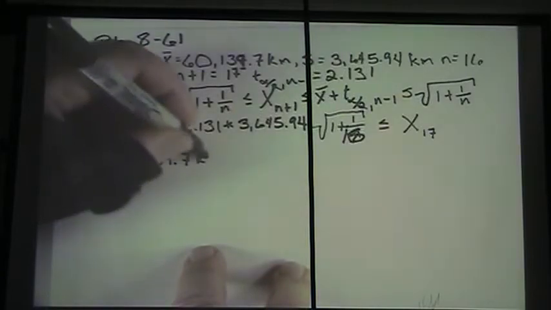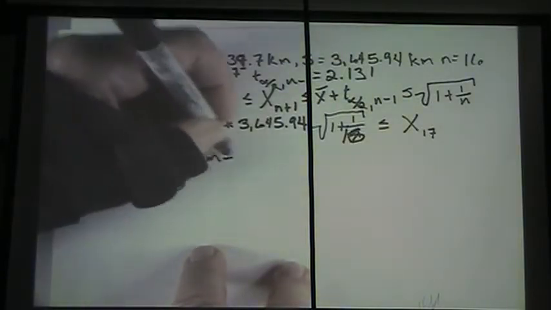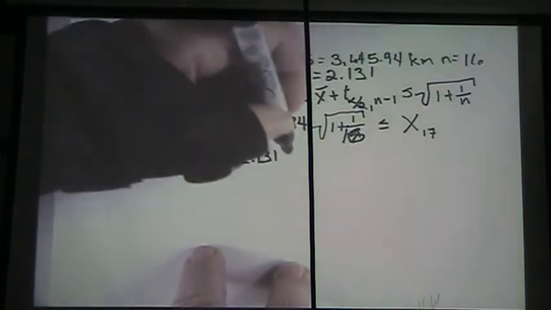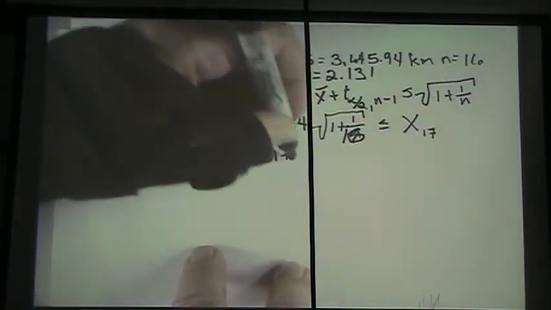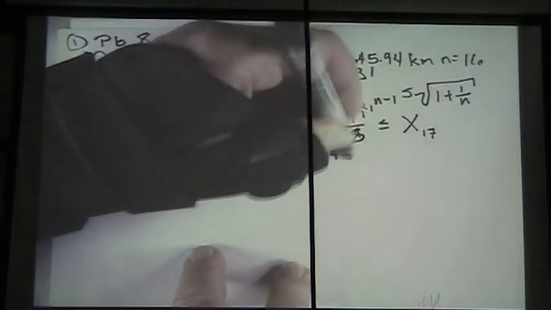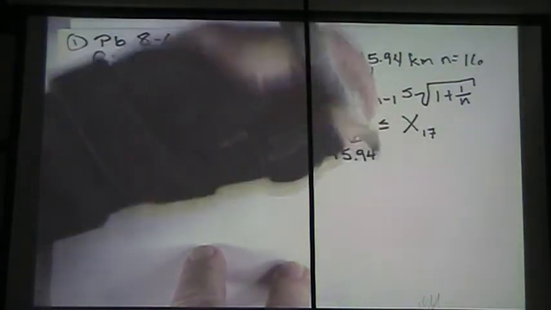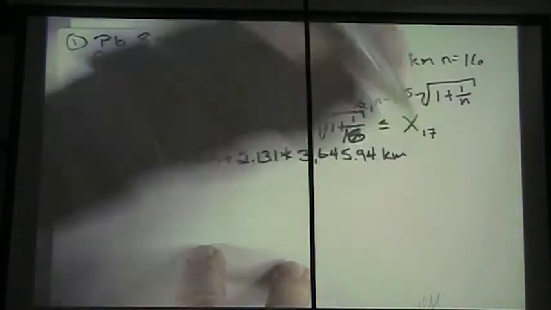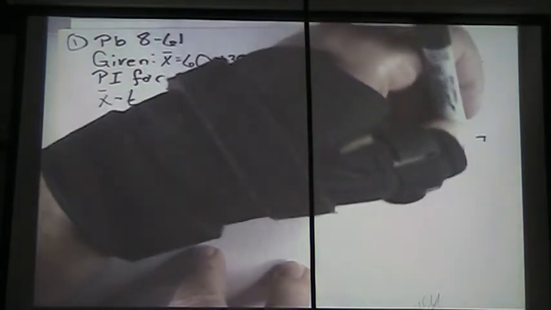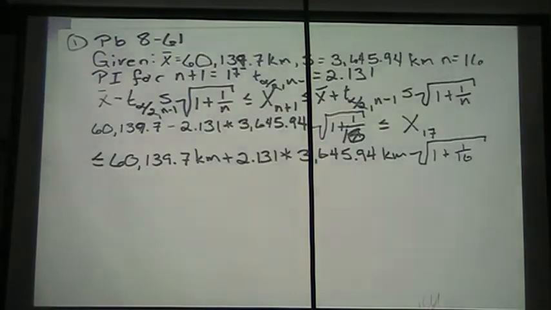60,139.7 kilometers plus 2.131 times 3,645.94 kilometers, times the square root quantity of 1 plus 1 divided by 16.